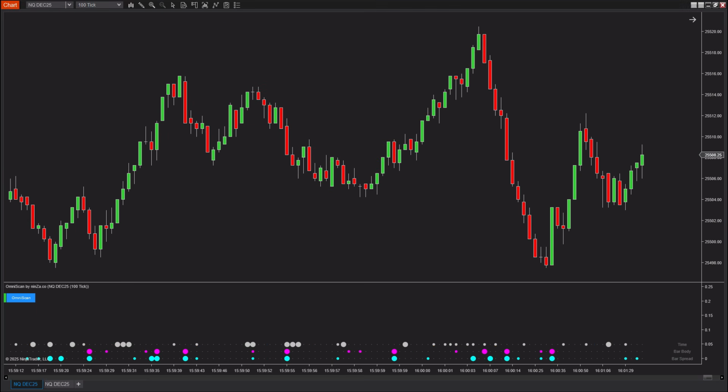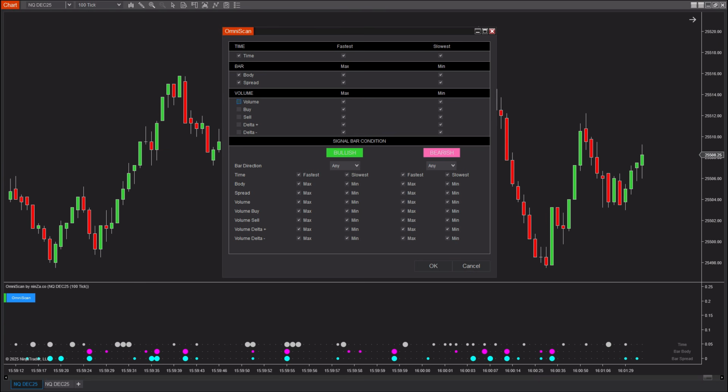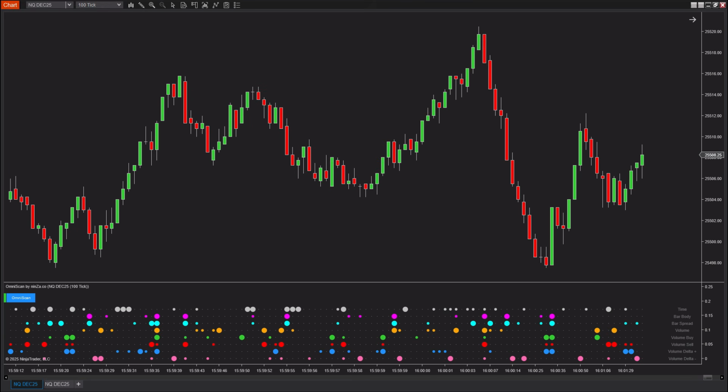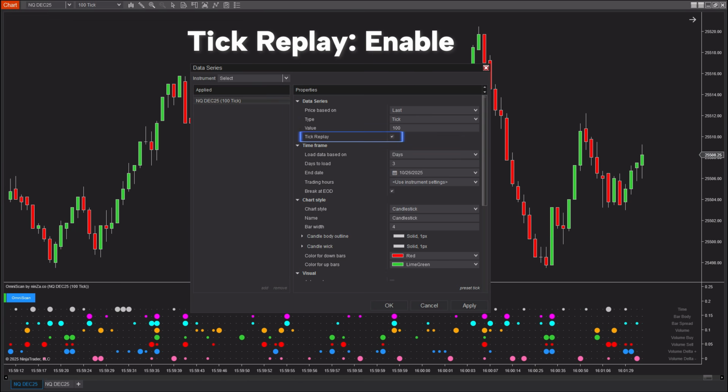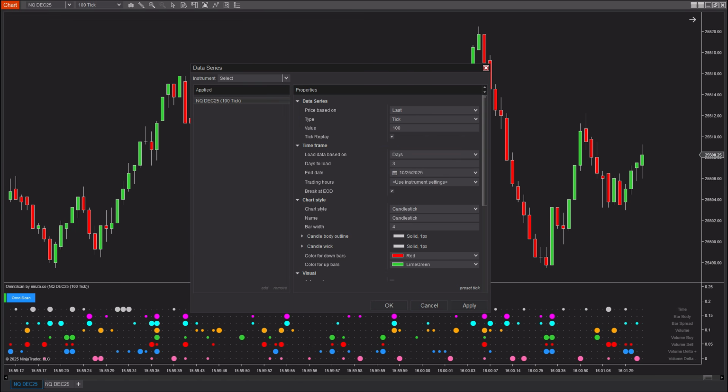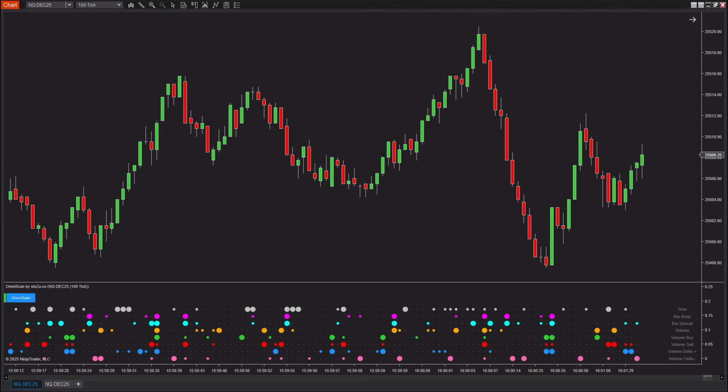To do that, you simply open the control panel. Enable speed, bar body, bar spread. Disable all the others. As soon as you do this, the chart will instantly hide every unnecessary plot and keep only the metrics you want to analyze. And here's a small but very important reminder when using the OmniSpectrum Scan indicator. To ensure that the indicator operates accurately, especially for anything related to volume and delta, you should enable tick replay.